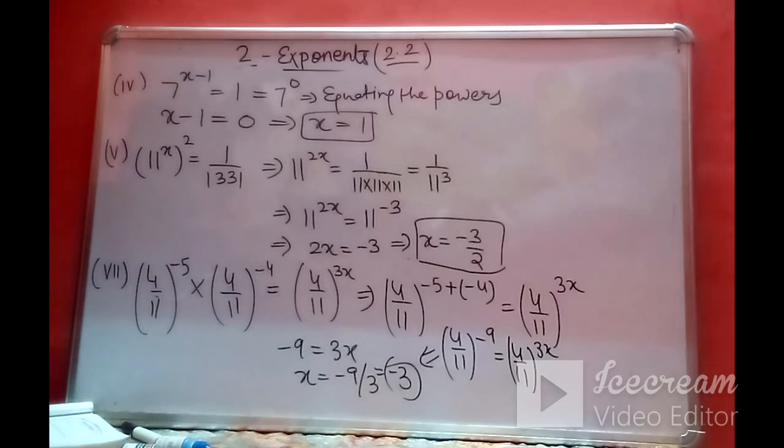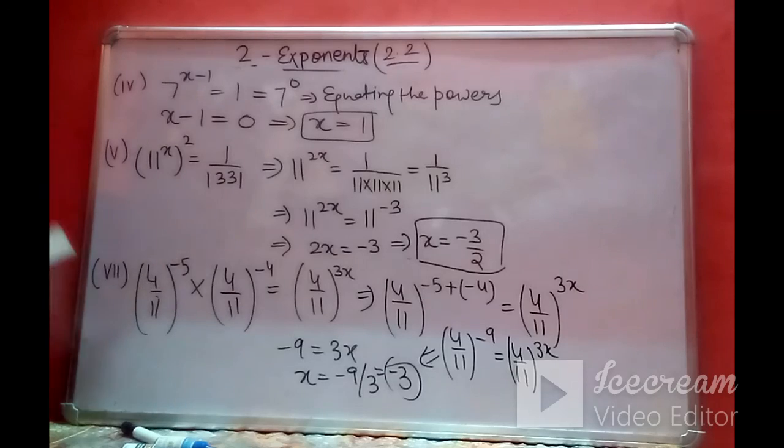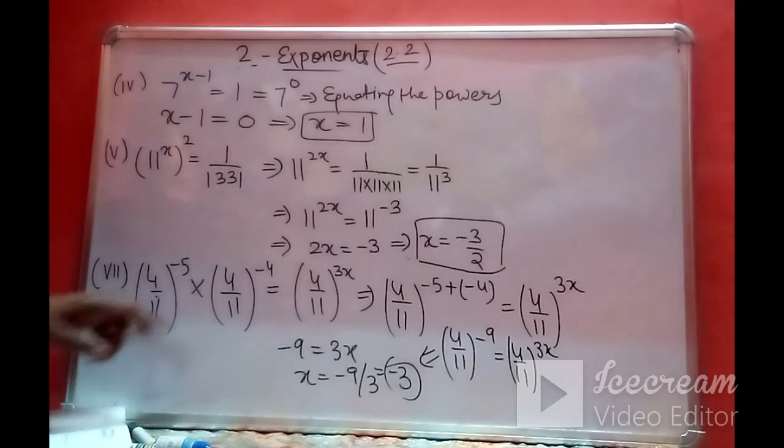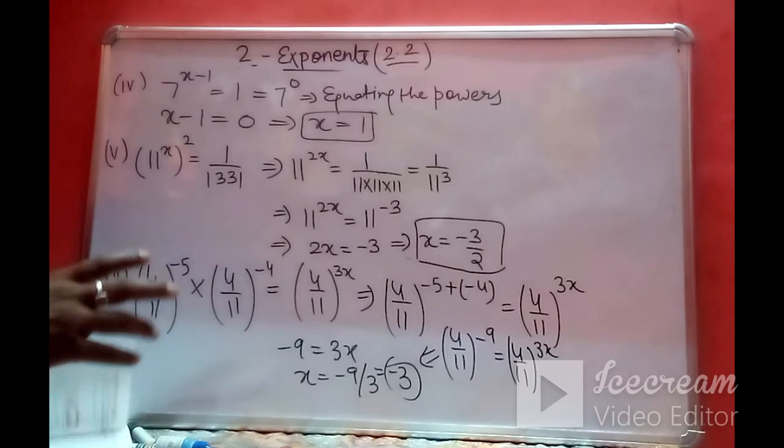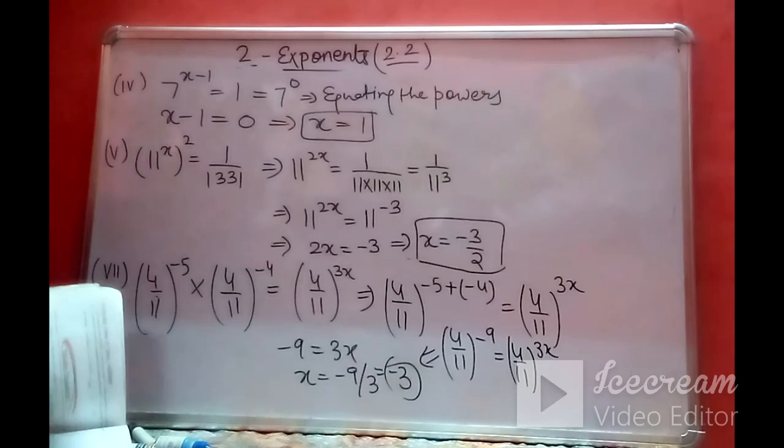So again we have used the laws of exponents when the bases are same. So like this you can solve the exponential equations. Try to make the base the same on both sides. If the bases become same on both sides, then you just equate their exponents. So that's the end of this exercise 2.2. Next we will discuss the standard form of small numbers. Thank you.